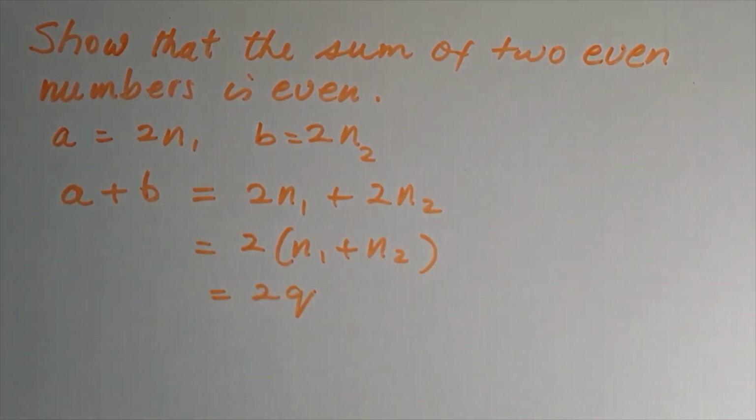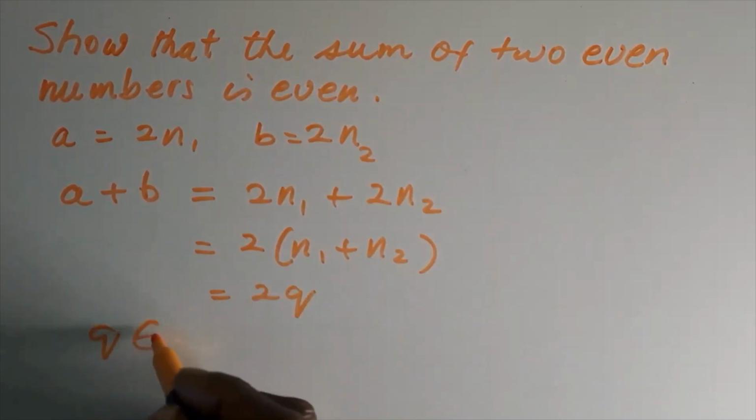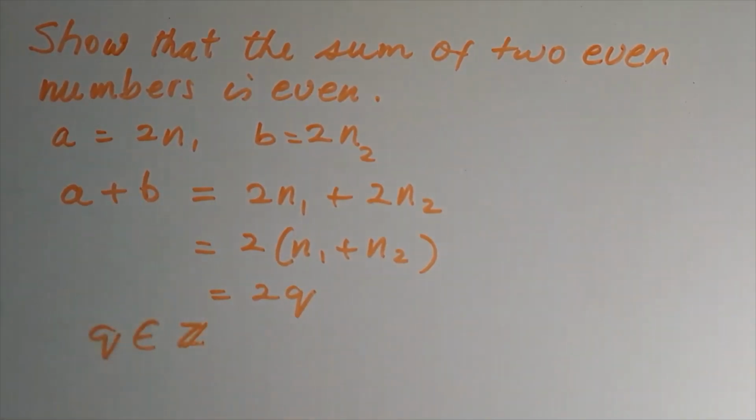So q belongs to the set of integers. Since n1 add n2 is an integer, we have the result that adding two even numbers is even, and we've proved that, seeing that q is a member of the set of integers.